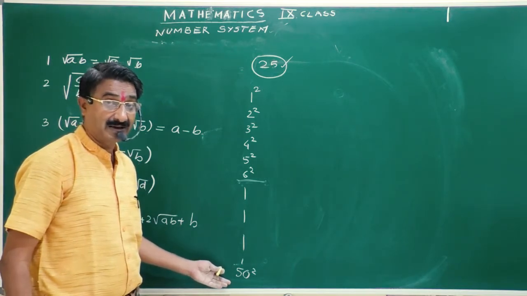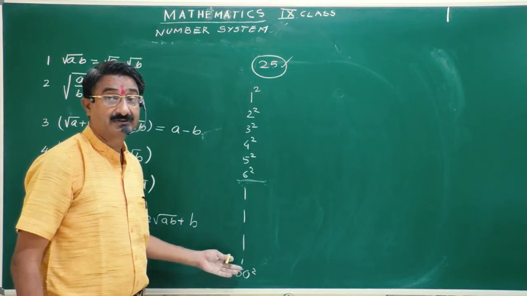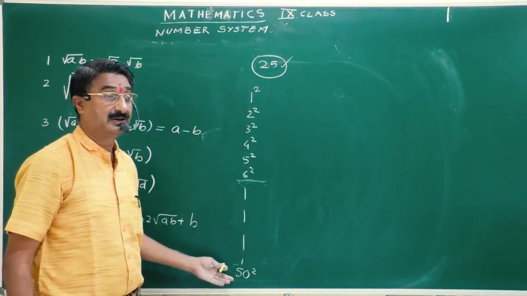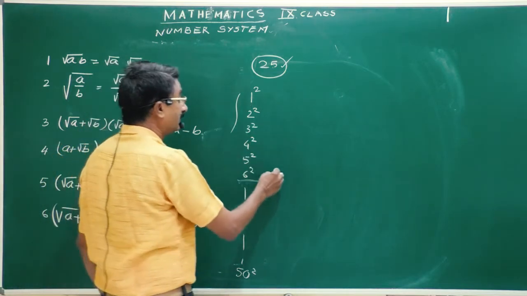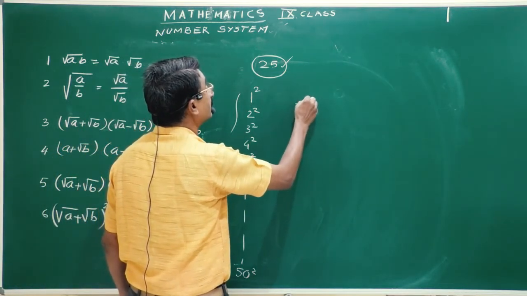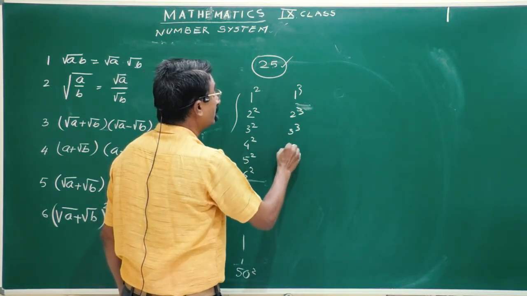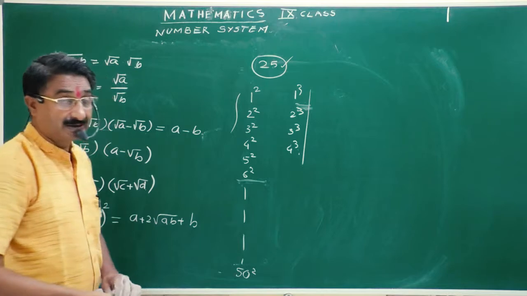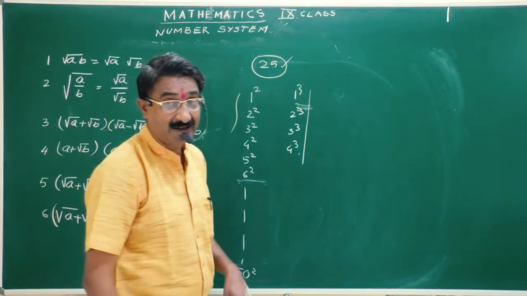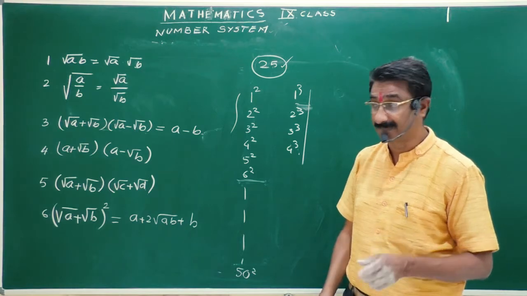If you can remember it, then this will give you confidence to solve a number of problems in future also. So you must remember cubes up to 30: 1 cube, 2 cube, 3 cube, 4 cube, and so on up to 30. Tables up to 25, squares up to 50, cubes up to 30.